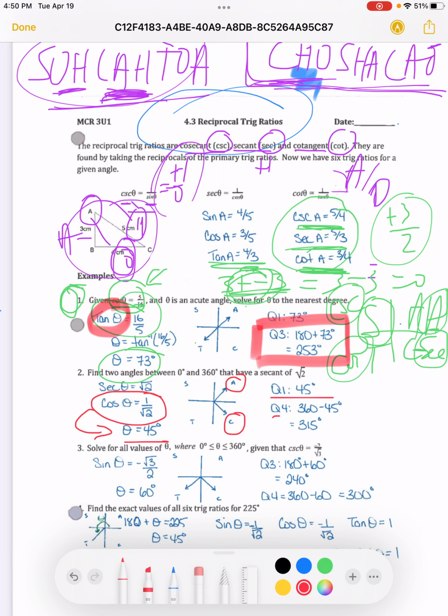How do you get to the fourth quadrant? You subtract theta from 360. I just give myself a check mark there. All right, let's keep going.